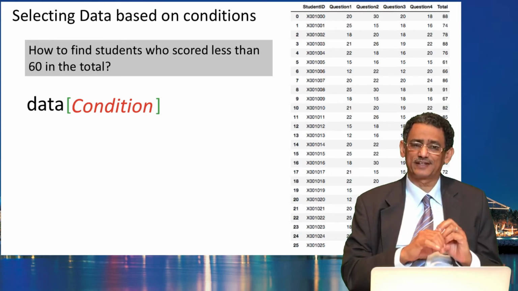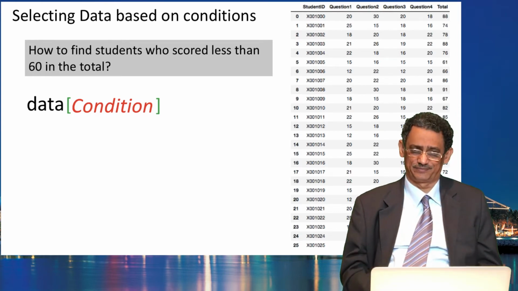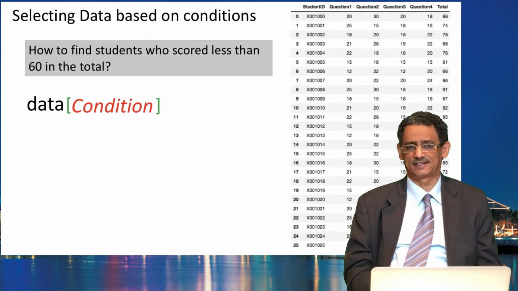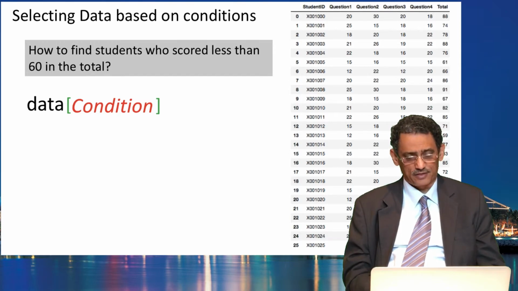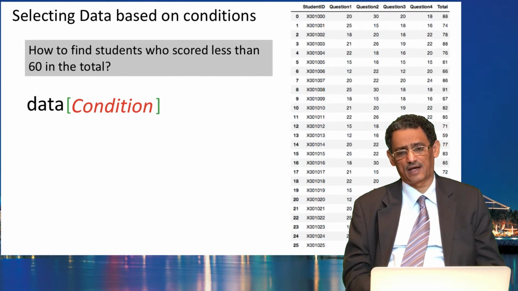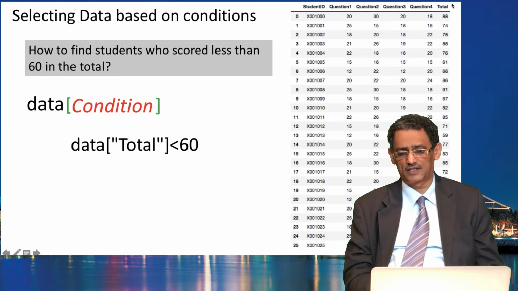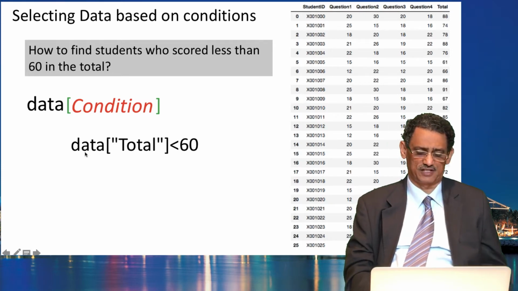So the trick here is, what is our condition? What should be the condition in this case? This is not new to you. You have done conditions before, and I think it's easy. The only thing you need to think about is which column I'm dealing with. I'm using the column total. So I need data for column total less than 60. And this is how the condition is written.